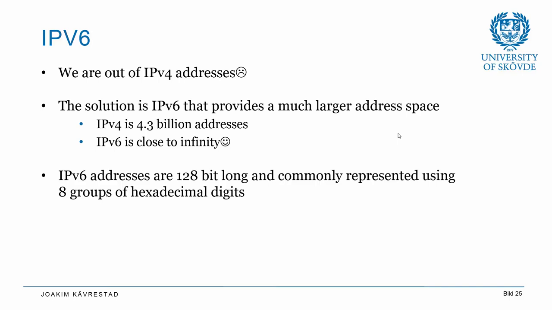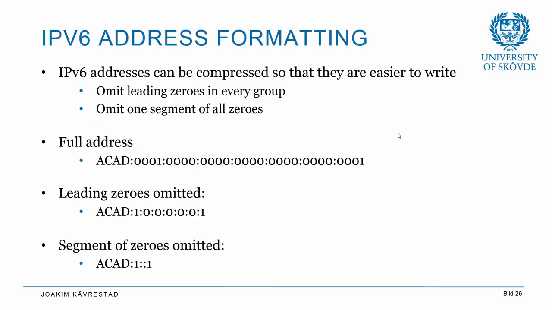IPv6 addresses are 128 bits long, and they are commonly represented using 8 groups of hexadecimal digits. The way they look is something like you can see in the full address box here. But with IPv6 addresses, you can compress them so that they are easier to write and read. What you can do is omit leading zeros in every group.